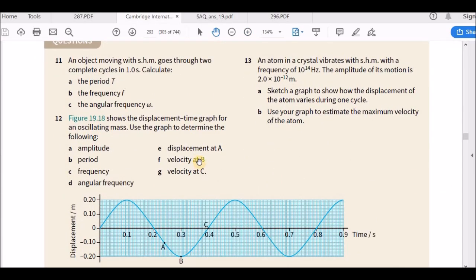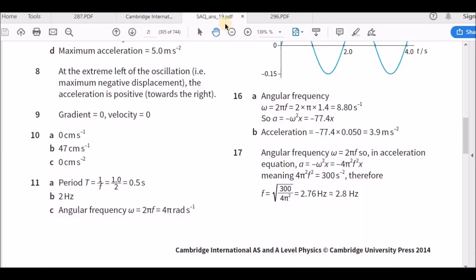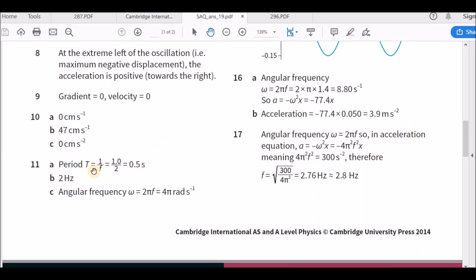An object moving with simple harmonic motion goes through 2 complete cycles in 1 second. Calculate the period. Frequency is the number of cycles per second, so 2 complete cycles in 1 second means the frequency is 2 Hertz. Then period is 1 over the frequency, or the time for 1 complete cycle. 2 complete cycles in 1 second, so 1 complete cycle is 0.5 seconds. So the period is 0.5 seconds. T is equal to 1 over f, and the frequency is 2 Hertz.